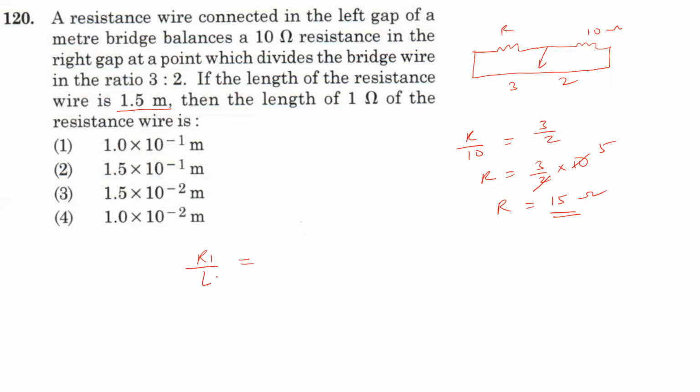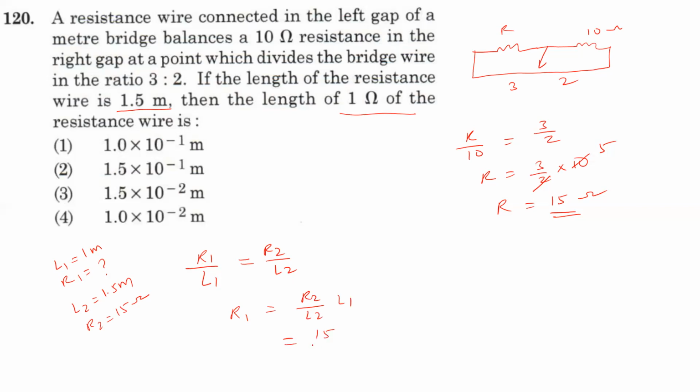listen here, R1 L1 is equal to R2 L2. Resistance per unit length is constant, we assume. Now we have to calculate the length of 1 ohm resistance, they are asking. That means we take L1 equal to question mark, R1 is 1 ohm, L2 is given as 1.5 meter, and R2 for the 1.5 meter is 15 ohm. By substituting all this we will get L1.